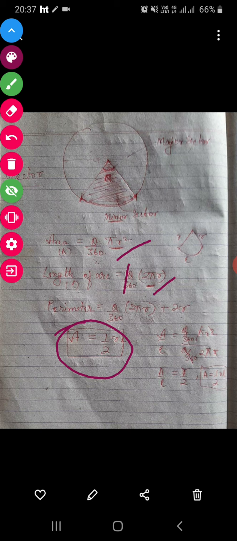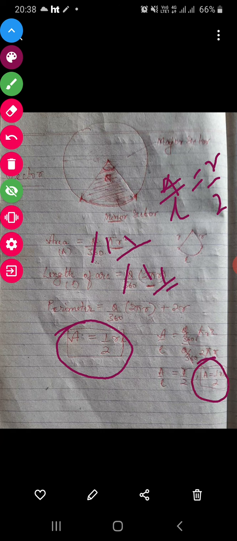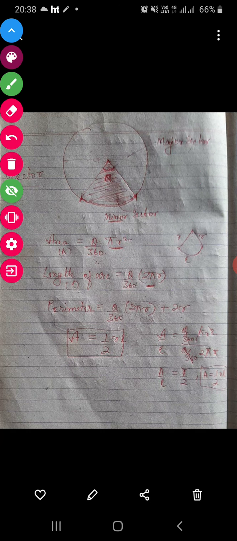On this, theta upon 360 and theta upon 360 cancelled, pi and pi is cancelled. What is left? R square here and r here. So that is also cut. So finally A upon L is r upon 2. This I have done here. So finally we have got the new formula for area of sector with respect to the length of the arc.